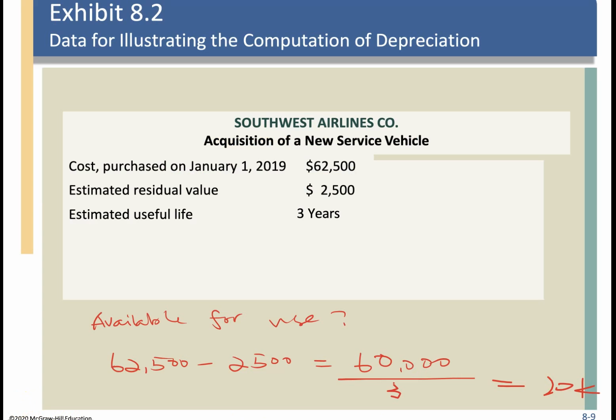So how do we calculate depreciation? We will be using the original cost of the vehicle, $62,500, subtracting the salvage value, $2,500, which equals $60,000. Now this $60,000, the difference between the cost we paid and the cost we can recover at the end of the life, is the total cost available for use.